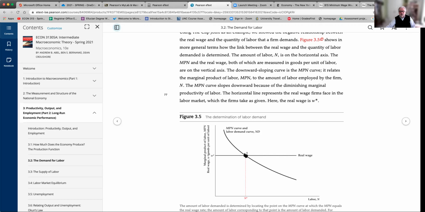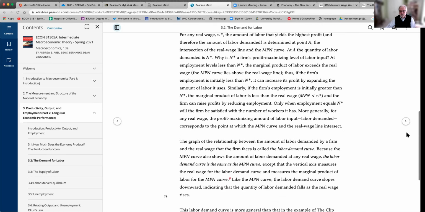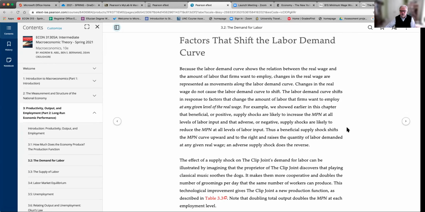So for every given real wage rate, the marginal product of labor curve tells us how much labor a profit maximizing firm, and overall the economy, would hire. So we can transform that marginal product of labor curve into a demand curve for labor.